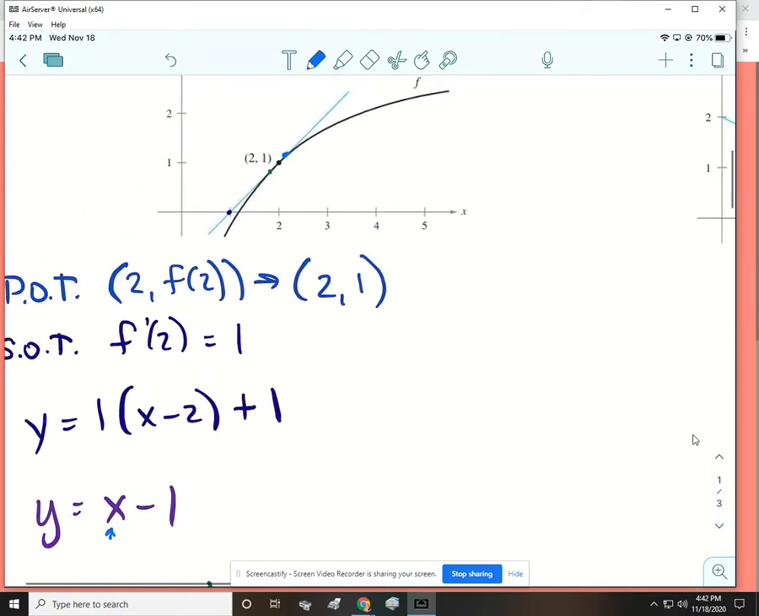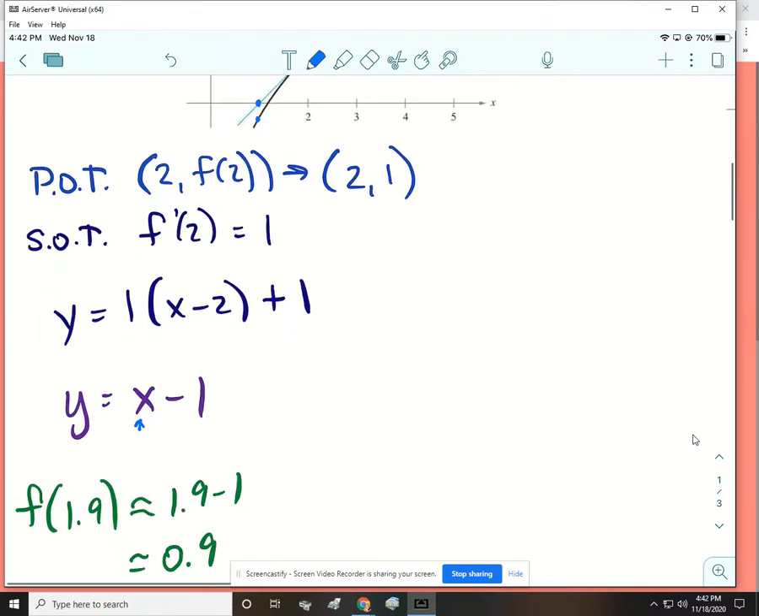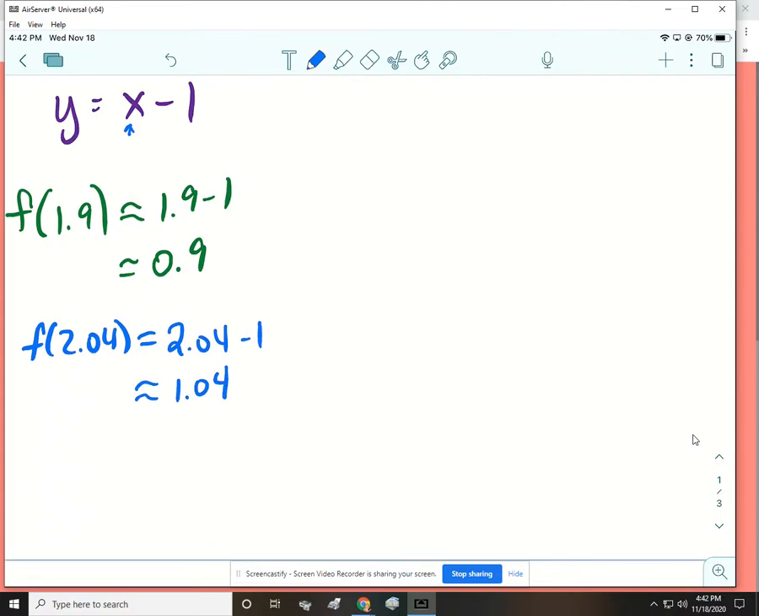Now, when we look at this graph, you can tell that everywhere on the tangent line, except the point of tangency, the tangent line falls above the actual f graph. All right, so all of these points on the tangent line are above the actual function. So what that means is this 0.9 and 1.04, they are overestimations. So a little too big, but it's okay, and they're close. But they're both overestimations.